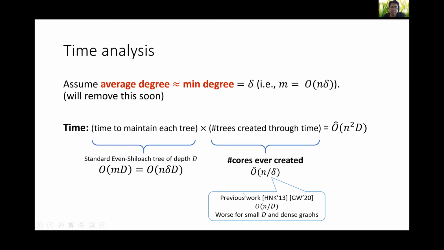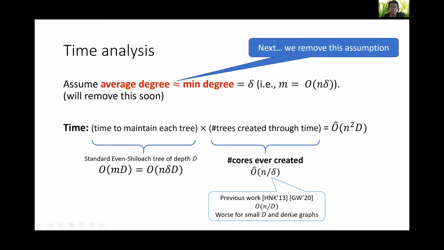By the way, this is a part where we improve upon the previous work, because they get this bound in terms of over capital D, which is worse when capital D is small and the graph is dense. Now, this is a big assumption, and so let's try to remove it.